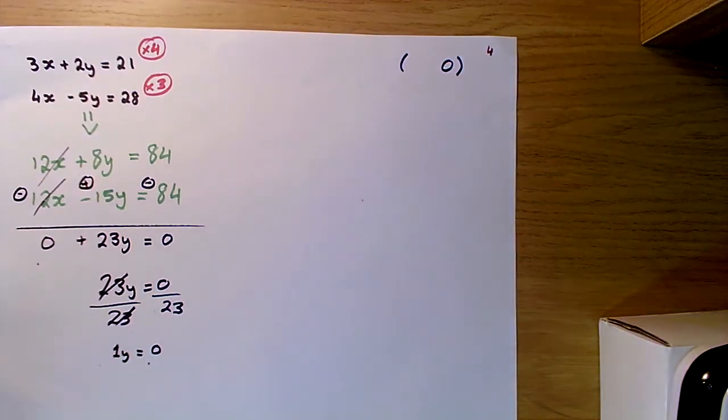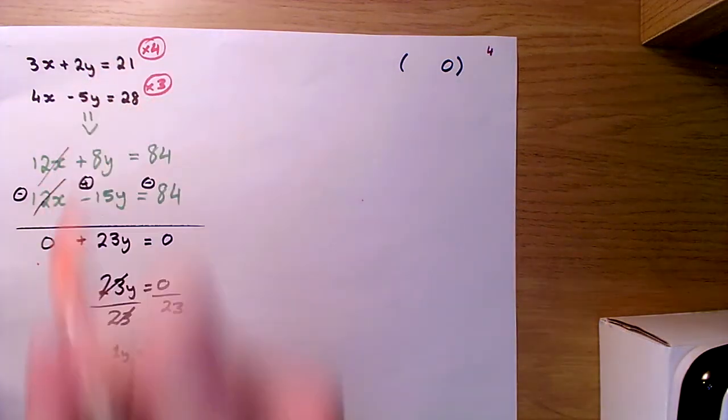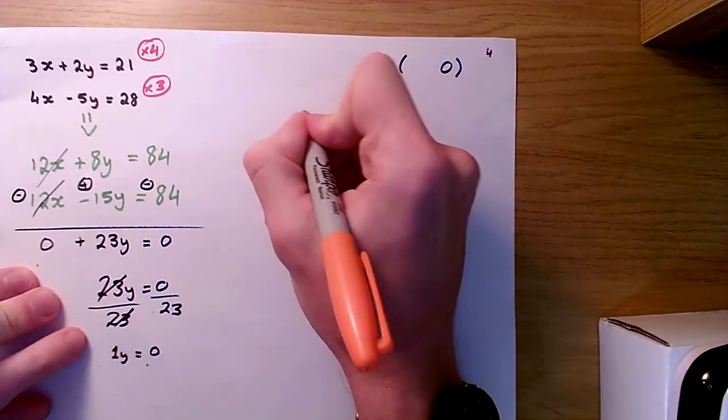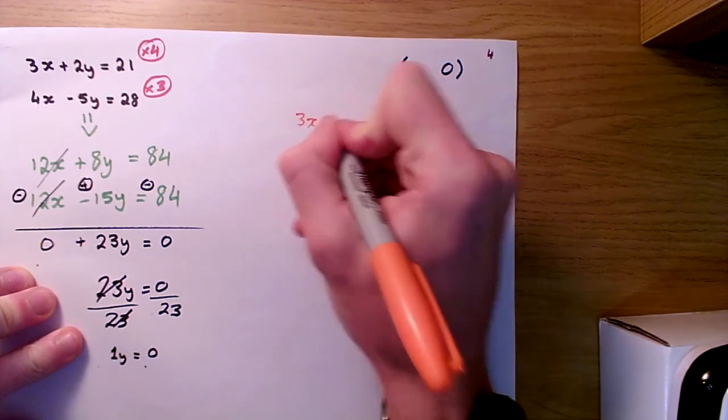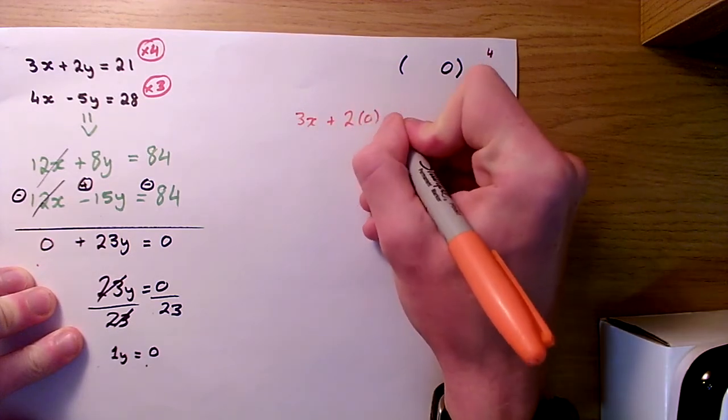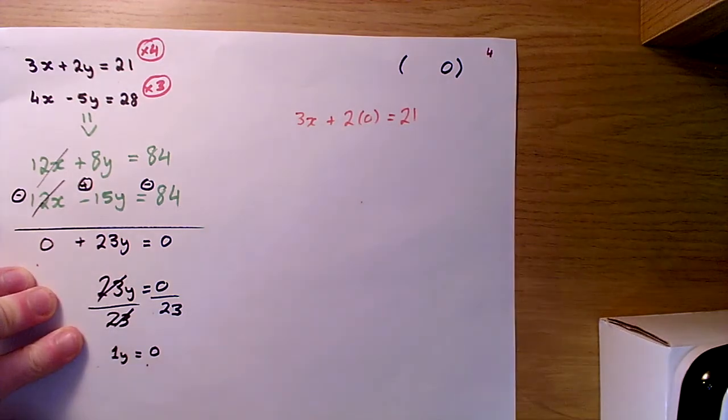And now in order to find the corresponding x coordinate, we need to take that y coordinate and sub it back into one of our lines here. I'm going to take the top line, and what that gives me is 3x plus 2 times y. Well, we've said that y is 0, is equal to 21.